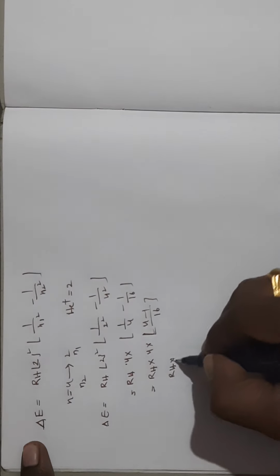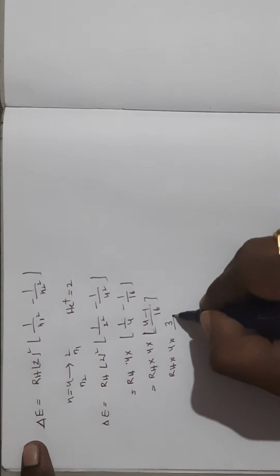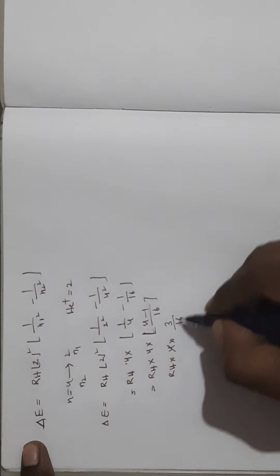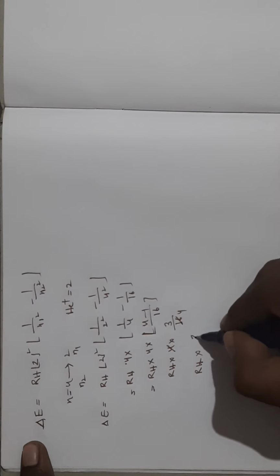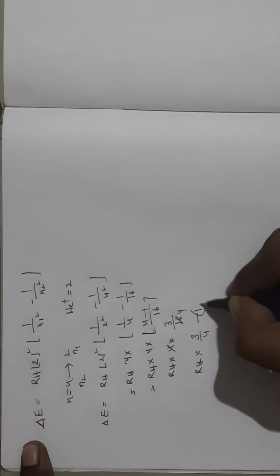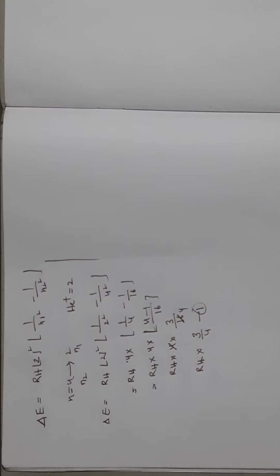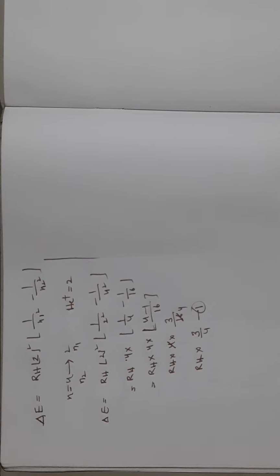So RH into 4, into 3 by 16 it will come. So 4 1 ja 4 4 ja, so that RH into how much it is, 3 by 4 will come. So let it be equation number 1. So according to the options, which option will give 3 RH into 3 by 4 as the answer, we have to check.